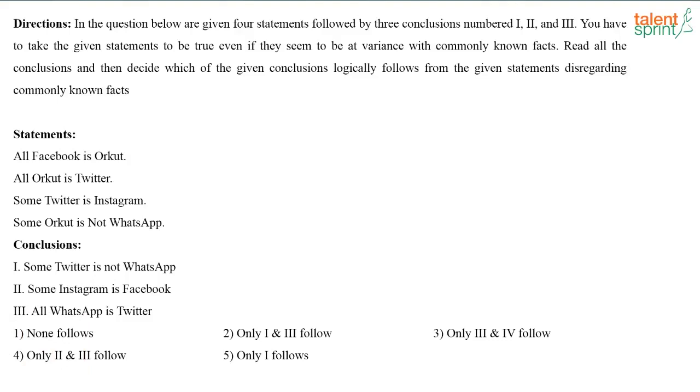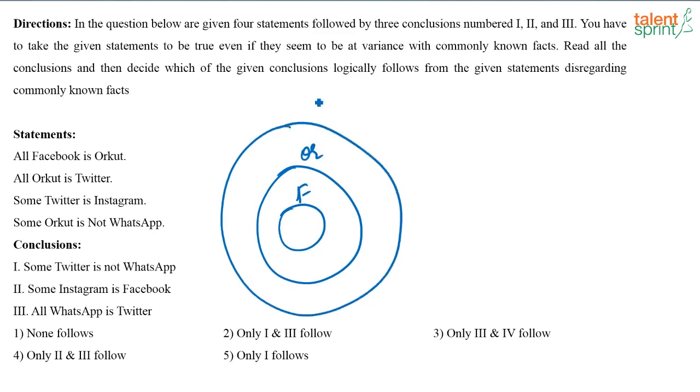Okay, so let's try this question. Let us draw the basic diagram for the given statements. The first statement says all Facebook is Orkut. So all Facebook is Orkut. All Orkut is Twitter. So all Orkut is Twitter. Some Twitter is Instagram. So some Twitter is Instagram.